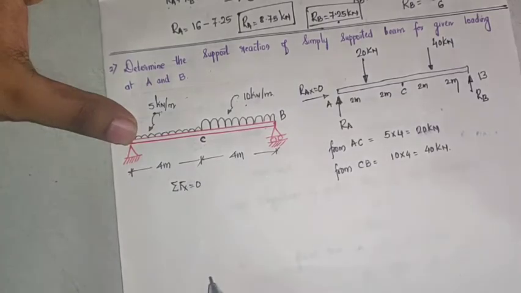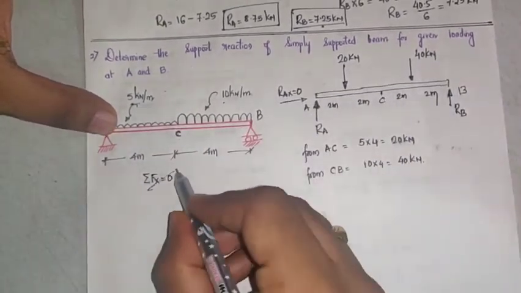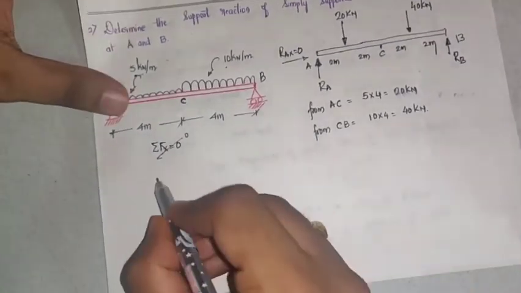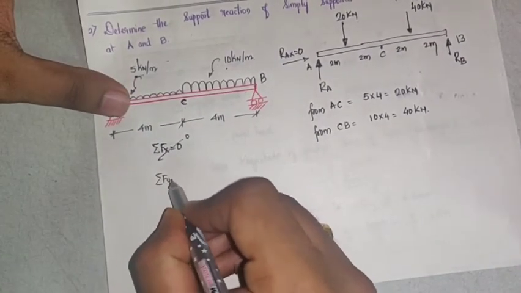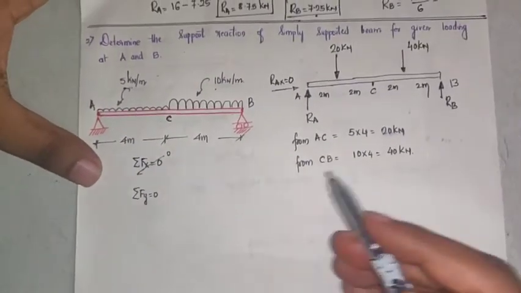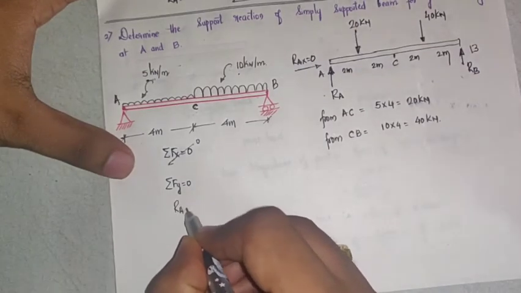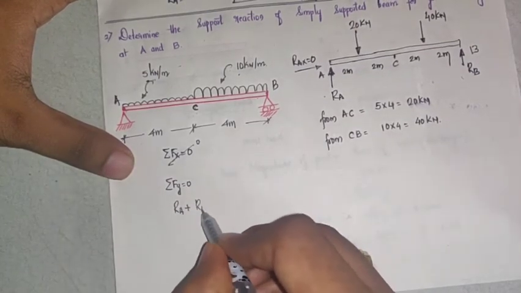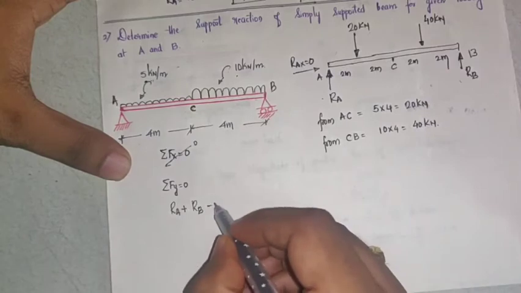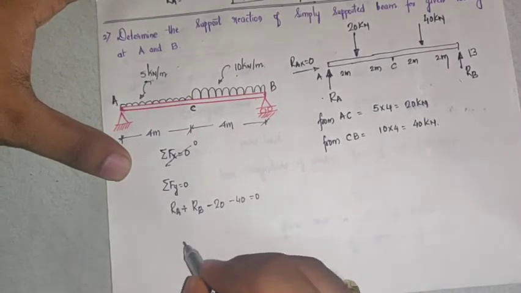Now that we have converted it to point load, let's start with the first condition of equilibrium, which is summation Fx equal to 0. Since there is no horizontal force, do you see any horizontal force? No. So this is 0. Let's go with the second condition of equilibrium, that is summation Fy equal to 0. So when I say summation Fy equal to 0, how many forces? 1, 2, 3, 4. So Ra is acting upwards, so plus Ra. Rb is acting upwards, so plus Rb. Minus 20 because it is acting downwards, minus 40 because it is acting downwards. This is equal to 0.